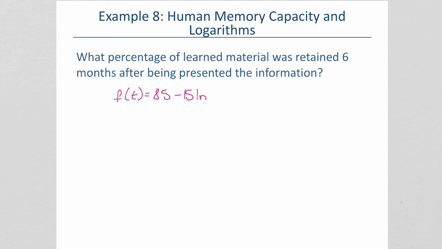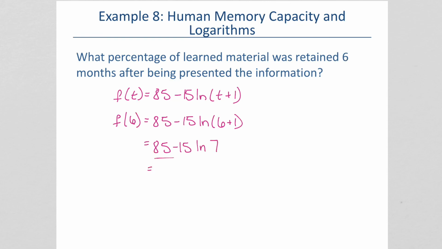So we're just going to use our formula, and we plug in 6 for t. We'll go ahead and add that 6 plus 1 to get 7. And then keep in mind again, do not subtract. You got to take the natural log of 7, then multiply by 15 and subtract that from 85. You get 55.8113, or approximately 56% of material learned is remembered after 6 months. Okay, well, that concludes this section.